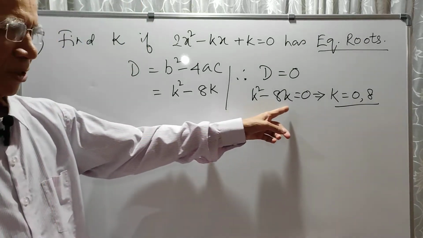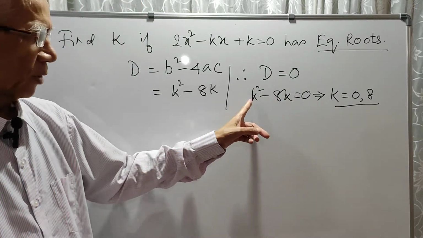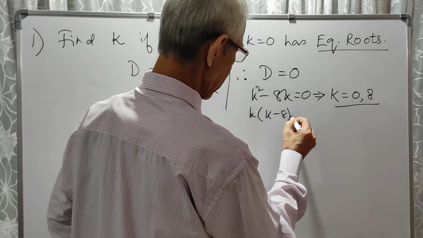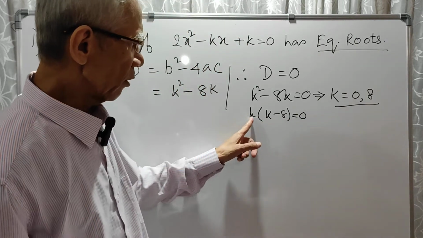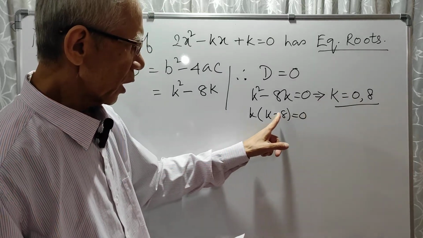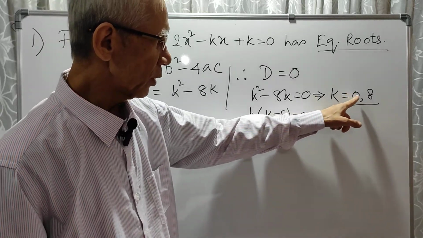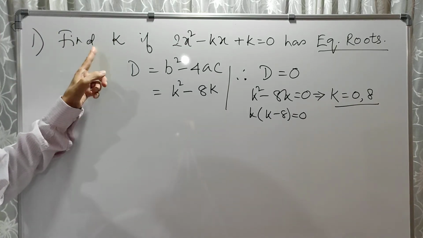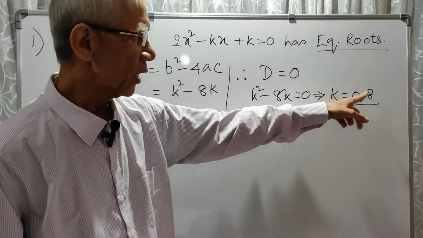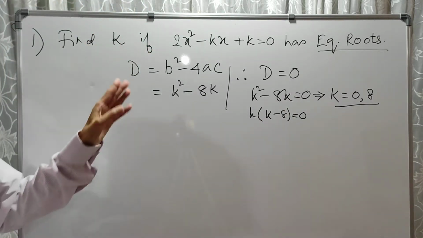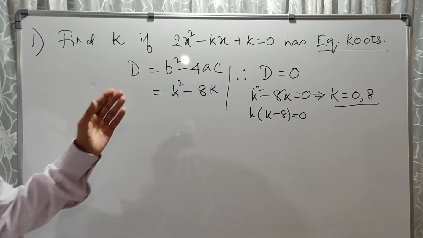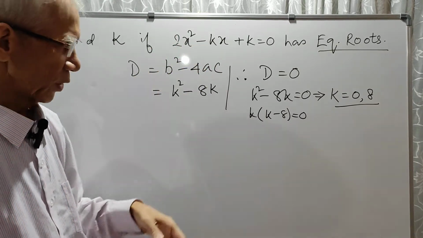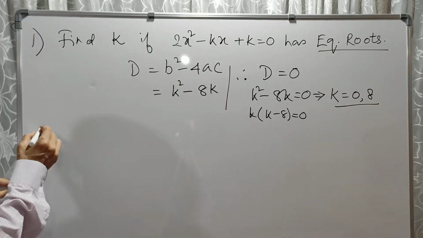So simple. Solve this, take k common, so you get k into k minus 8 equal to 0. So either k equal to 0 or k minus 8 equal to 0, that means k equal to 8. So 0 and 8. What was the question? Find the value of k. So you got the value of k, 0 and 8. In this question we have used the concept of discriminant, b square minus 4ac. Alright, this was question 1.